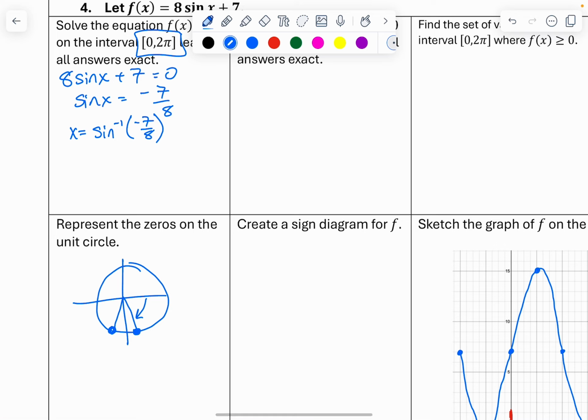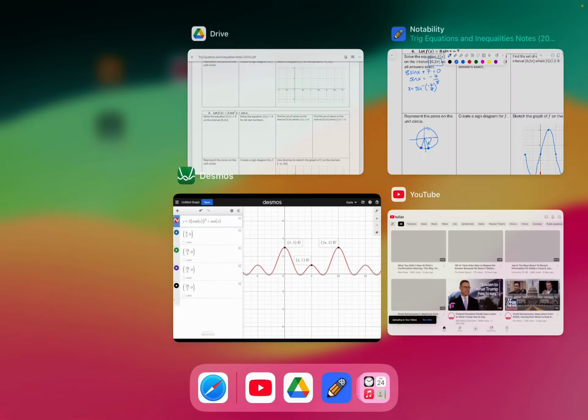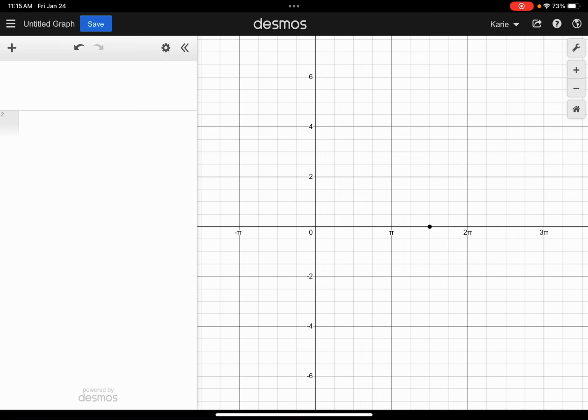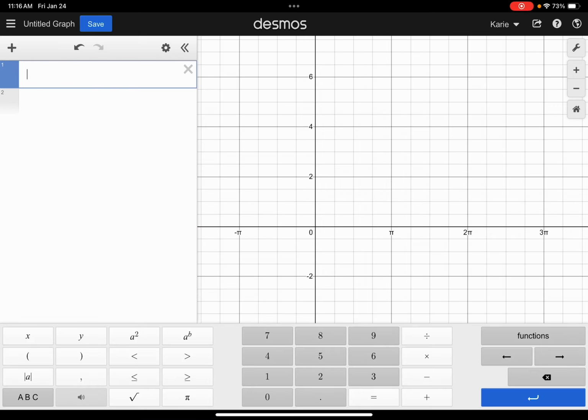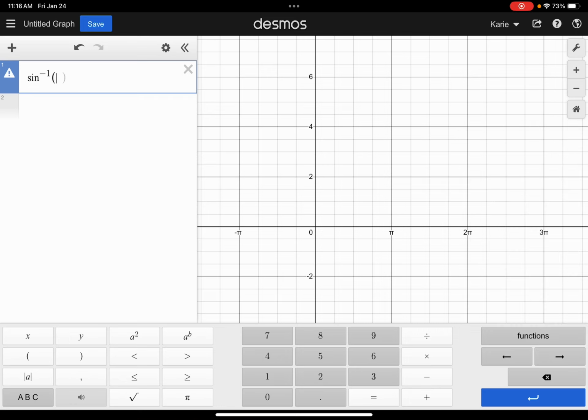So I just found some negative value. I don't know what it is, and maybe it would be helpful to figure out what it is. Let's see. Do I have Desmos open? I do. Okay. This is the last video. We just were looking at the inverse sine of -7/8. Okay, there's that number.